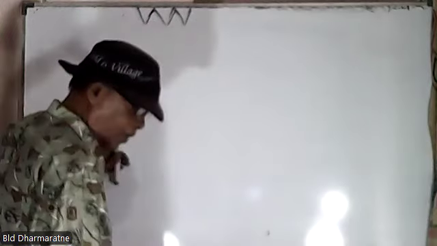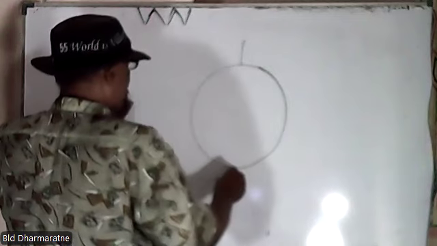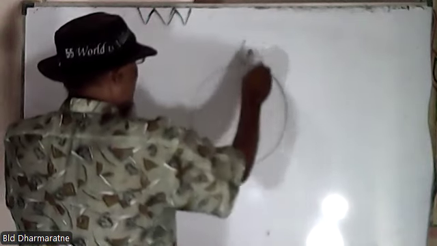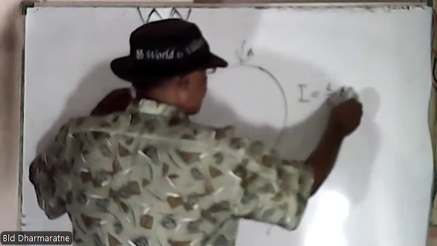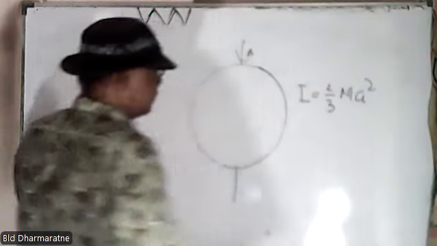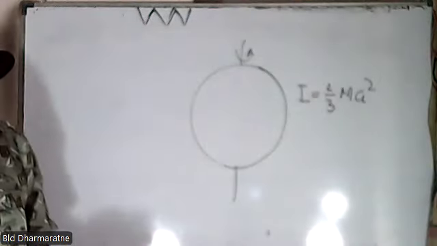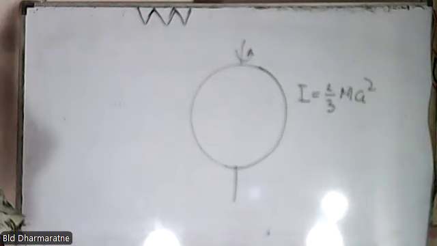Now the hollow sphere. It is hollow, nothing inside. The moment of inertia I about an axis through the center is 2/3 M A squared. This is the moment of inertia; you have to remember all these things. Now we come to the new topic.